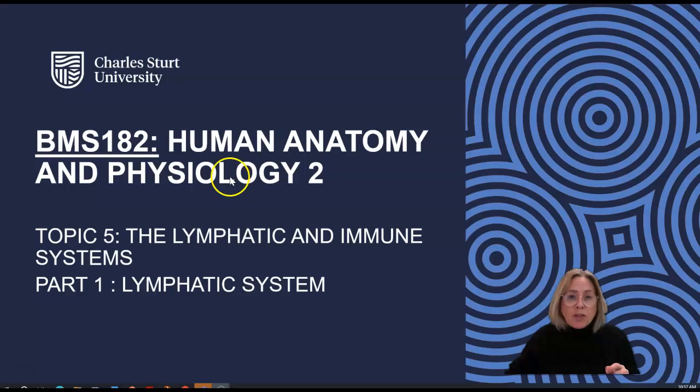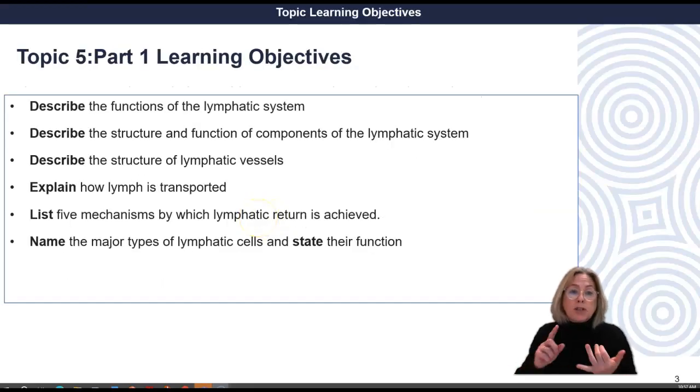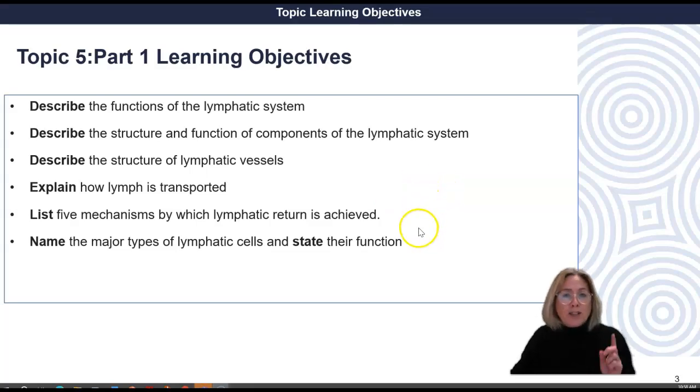We're going to start with the lymphatic system, and in terms of detailed learning objectives, they're to be able to describe the functions of the lymphatic system, describe the structure and function of components of the lymphatic system, be able to describe briefly the structure of lymphatic vessels and explain how lymph, which is a really hard word to say sometimes, is transported, list 5 mechanisms by which lymphatic return is achieved, and finally name the major types of lymphatic cells and state their function. So not too many learning objectives for this part, so let's get started.